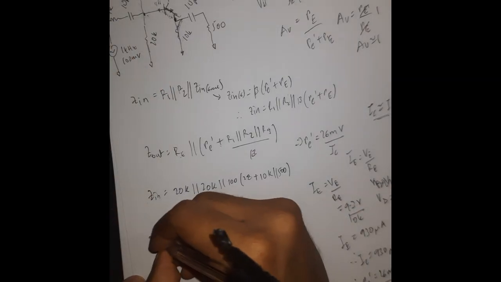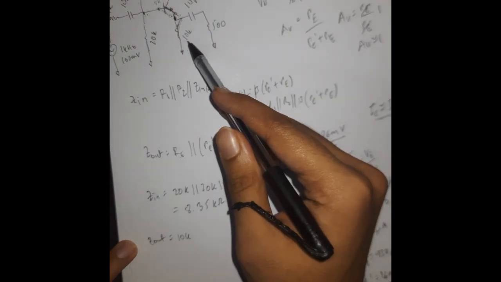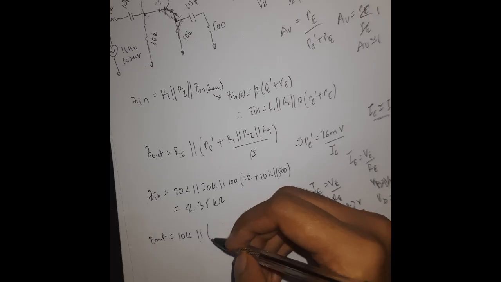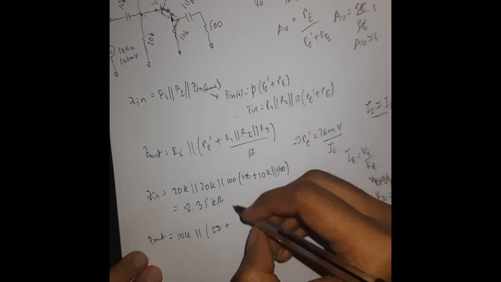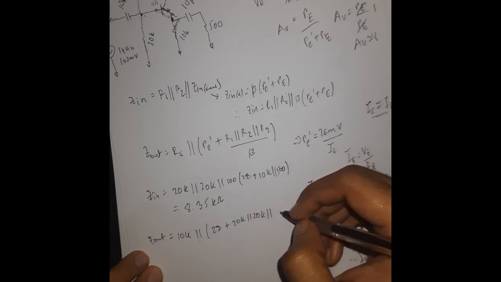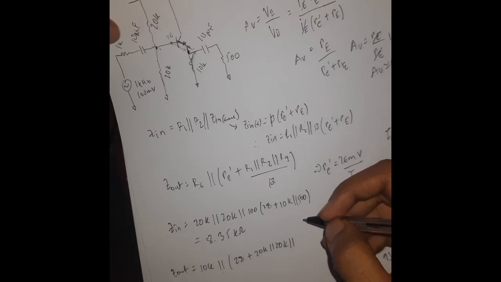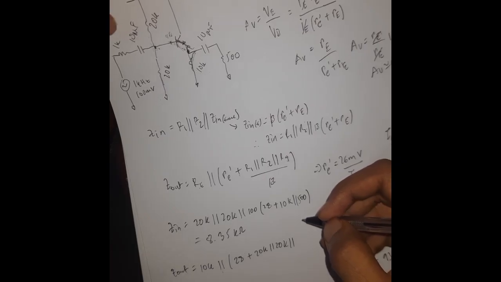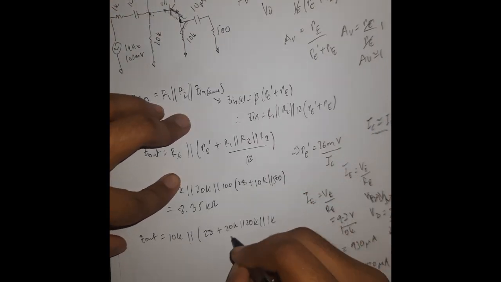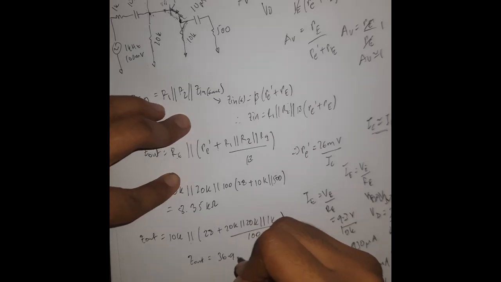For the output impedance, Z out is equal to 10K RE parallel with 28 plus 20K parallel with 20K parallel with the RG, which is 1 kilo ohm. That is the internal resistance of the source, the driver resistance, 1 kilo ohm. So 1 kilo ohm divided by beta, which is 100. Z out we get as 36.95 ohms.